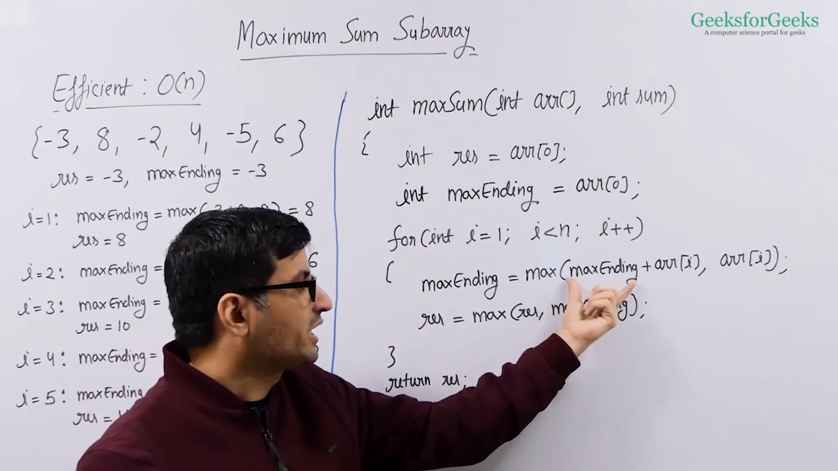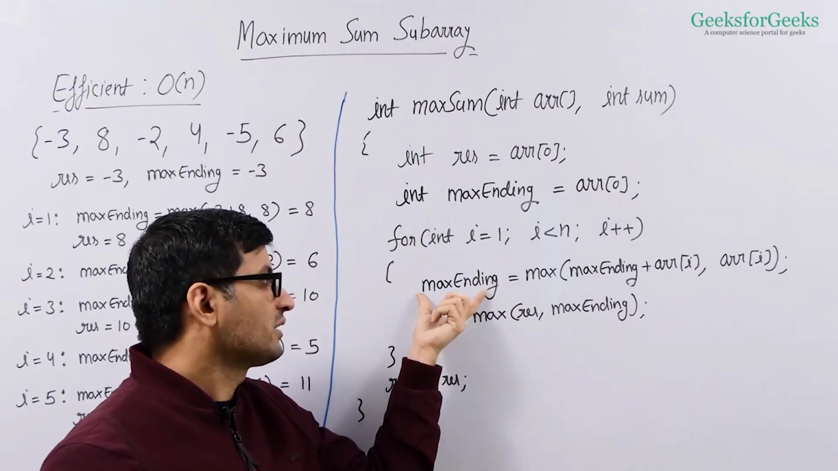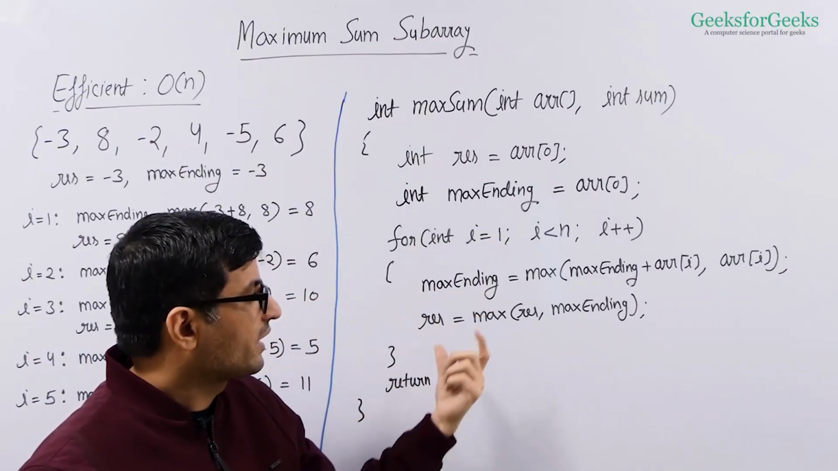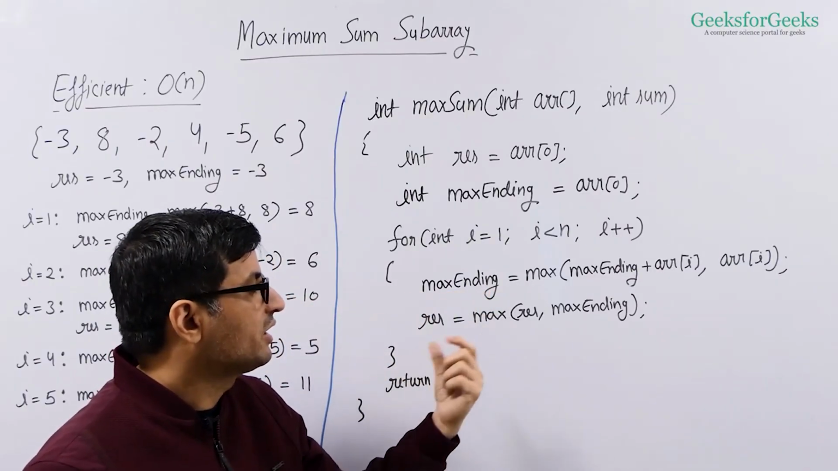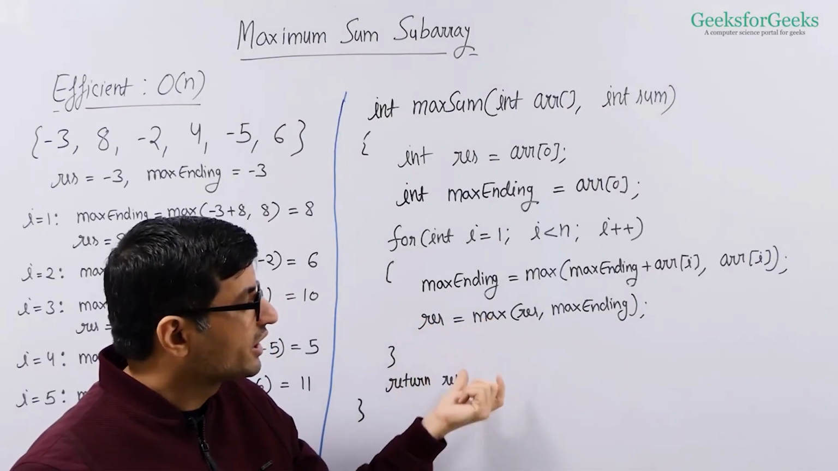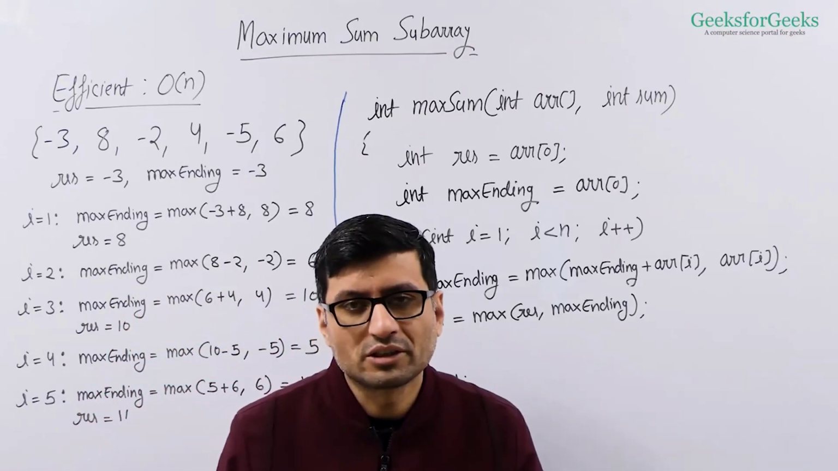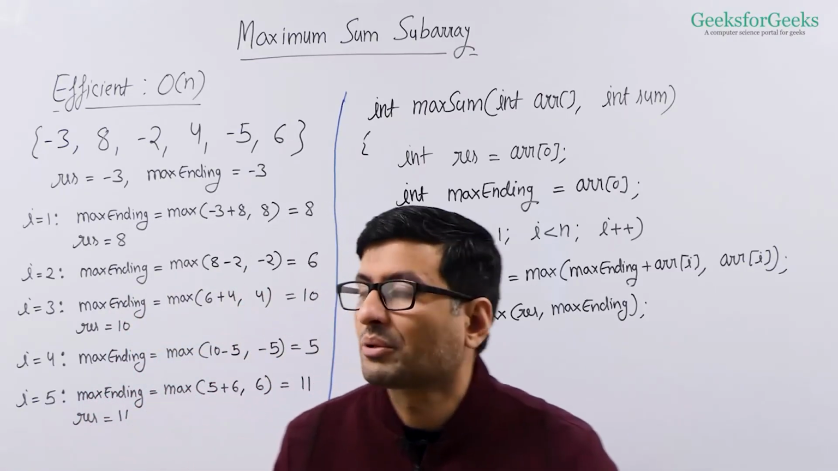Right? So this is max ending I minus 1, the previous value of max ending, and this is max ending I, the current value of max ending. And after we find the current value of max ending, we check if it is greater than the current result. If it is greater than the current result, we update the result also. And at the end, we simply return the result. Let's now do a dry run of this approach.